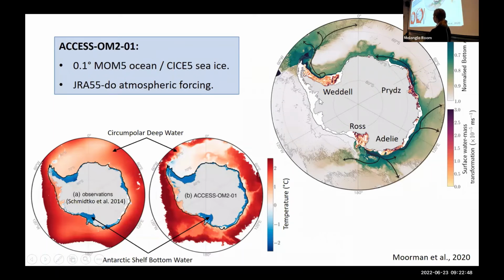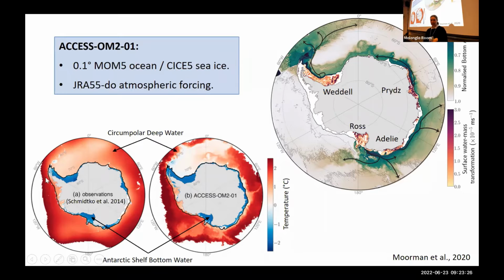Okay, so most of my work at the moment that I'll be talking about today is based on ACCESS-OM2-01, which is, I guess, the ocean sea ice component of ACCESS in a standalone configuration. So we use a 1/10 degree ocean and sea ice, and we force this with the JRA55-do atmospheric product. And so this is just showing you what it looks like. So this is observations on the left and the model on the right. So it gets sort of the right configuration.